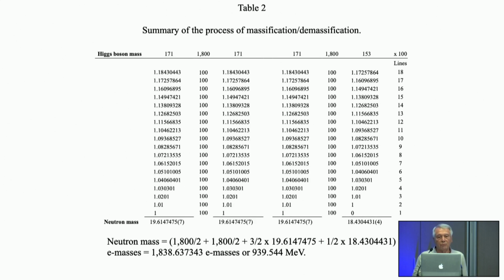This is a summary of that process. I call it massification demassification, but this is nothing else than what we call, let's say, loop quantum gravity. Actually, if there is at each Planck instant a massification occurring and then an immediate demassification, it has, of course, an implication on gravitation. We do not notice because it's at the Planck instant, of course.